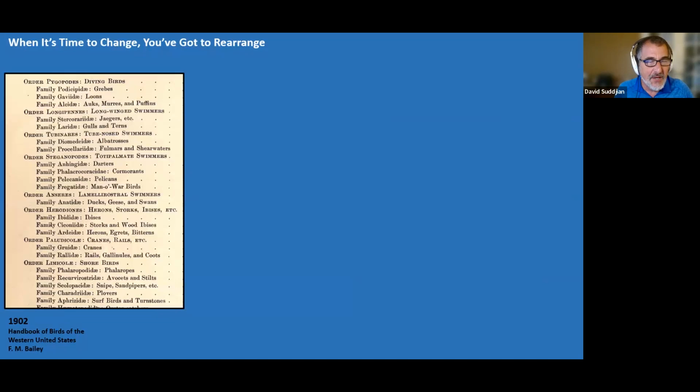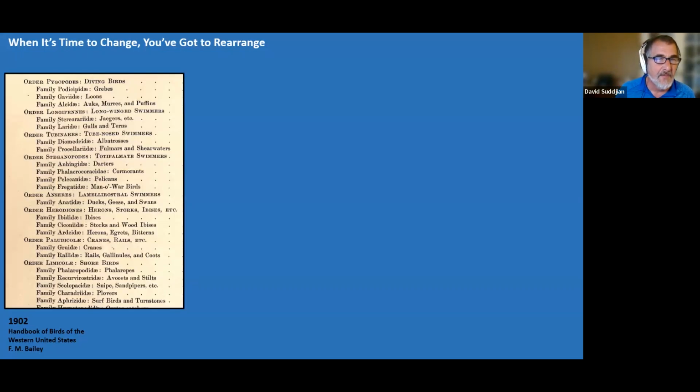This is from a 1902 publication called Handbook of Birds of the Western United States by Florence Merriam Bailey. And this was an important book in its time. It lists a bunch of orders, and none of those order names are the same as the names of orders we have now. A couple of them are a little bit close, but most of them are pretty different. If you look at the descriptions to the right of them, they group the birds based on physical characteristics and behavioral characteristics.